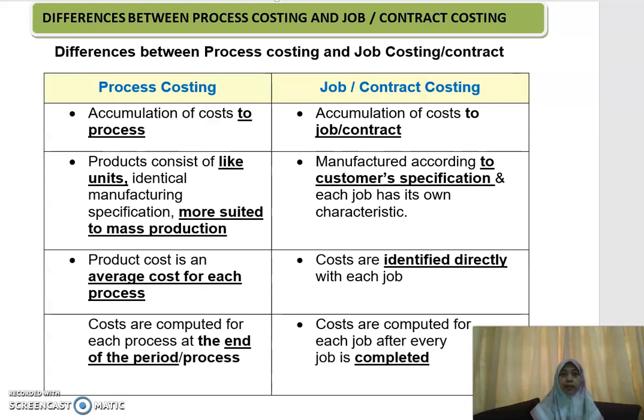Okay, Bismillahirrahmanirrahim. I'm going to explain about the differences between process costing and job or contract costing.